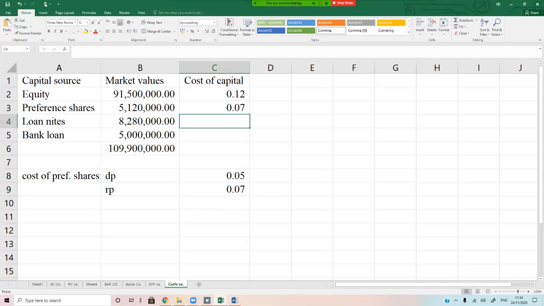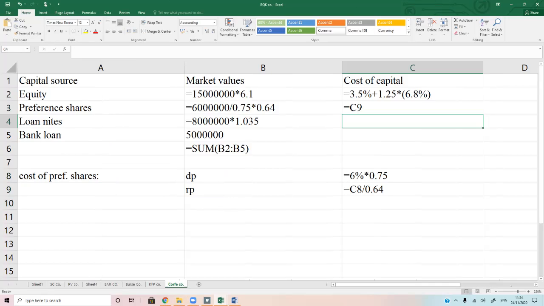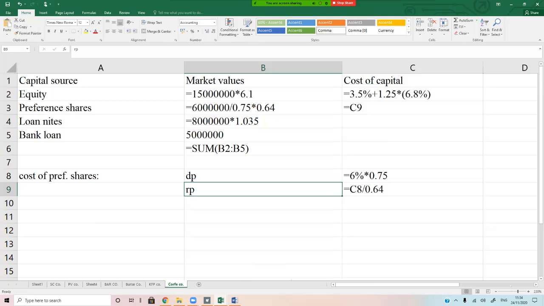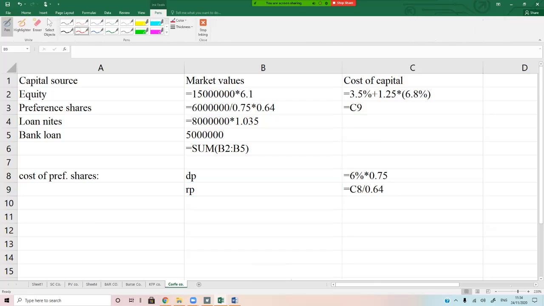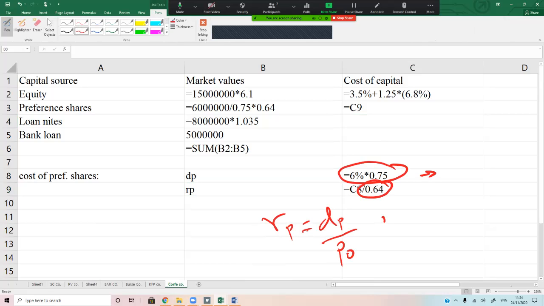Clear? Sir, could you please repeat that? Okay, let me just refer back. Don't forget the cost of preference share. Let me refer to the formula, which you all now know. Cost of preference share is equal to preferred dividend divided by P naught. The preferred dividend is 6% of the nominal. The market value is 64 cents. So it's the dividend here divided by 64 cents.